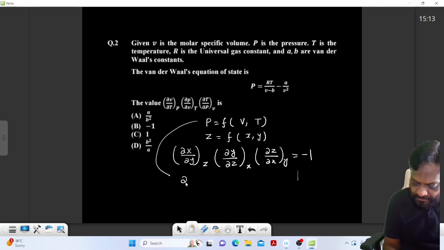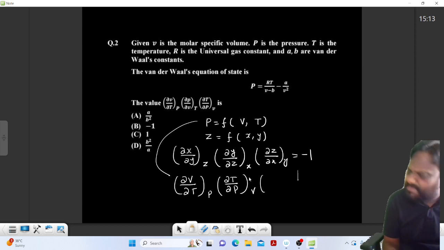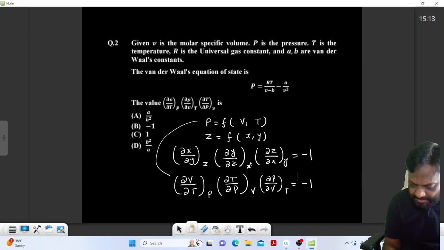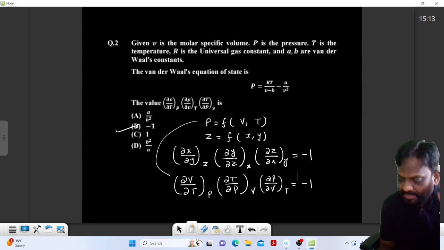Here we put it. So therefore (∂v/∂T) at constant p into (∂T/∂p) at constant v into (∂p/∂v) at constant T, substituting z is p, x is v, y is T, is equal to -1. So B is the right answer. -1 is the right answer.